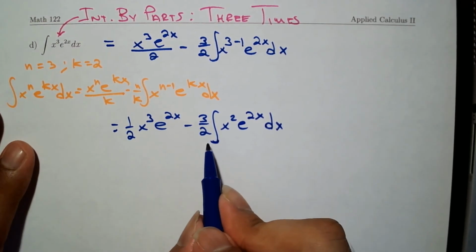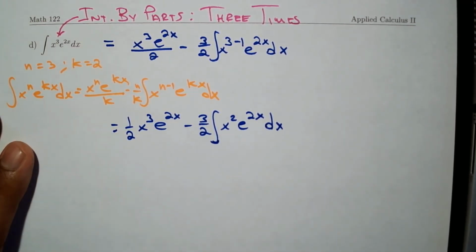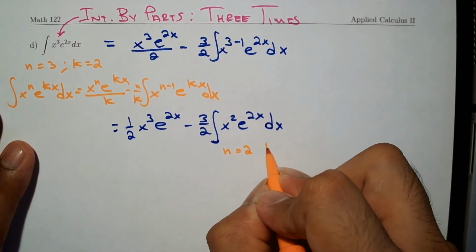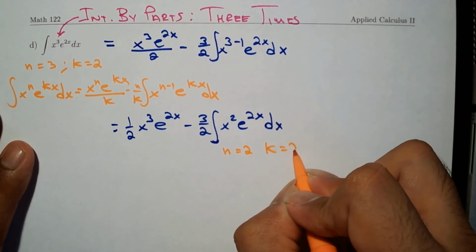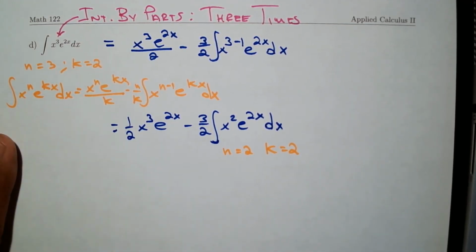Alright, I'm going to focus on the integral right here, in which now I have n equals 2 and k still the same, the number 2. And I'm going to use this formula a second time.